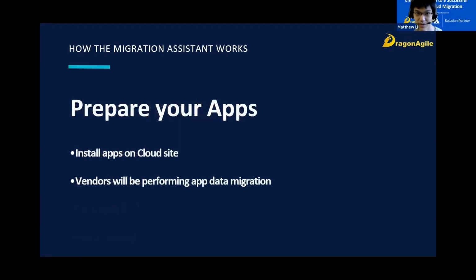So the second step is to prepare your apps. So the migration assistant will ask you to install the apps on the cloud site, and you can do it directly through the assistant. For apps to be migrated, the vendor must have created an automated path through the assistant. For each app, you will need to agree to app migration. Since the app data migration is performed through the vendor or the marketplace partner, you must review and agree to each marketplace partner agreement. And remember that once you agree to a third-party migration, you can always revoke your agreement at any time.